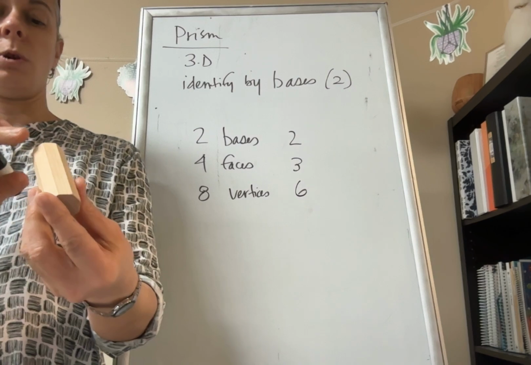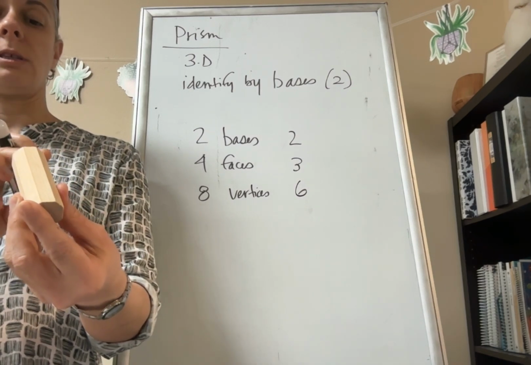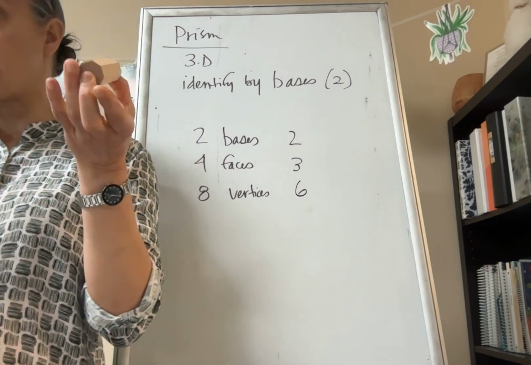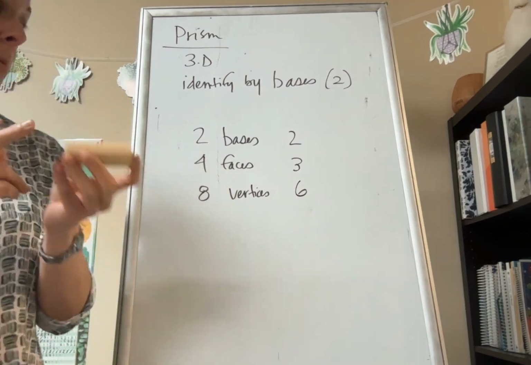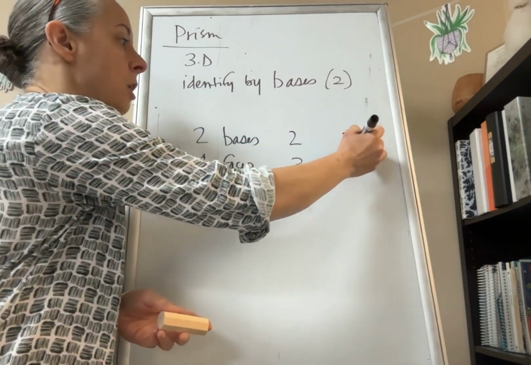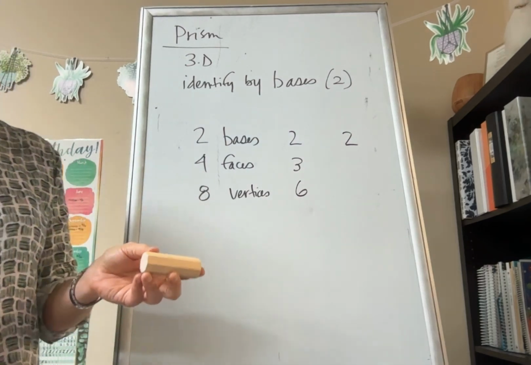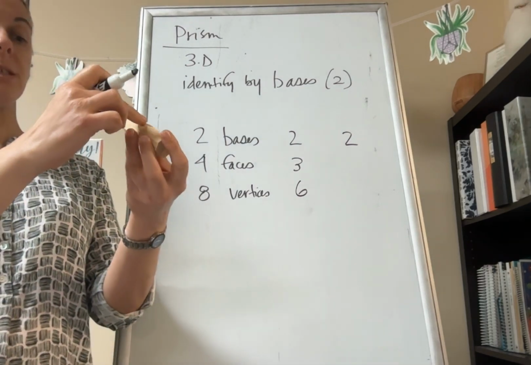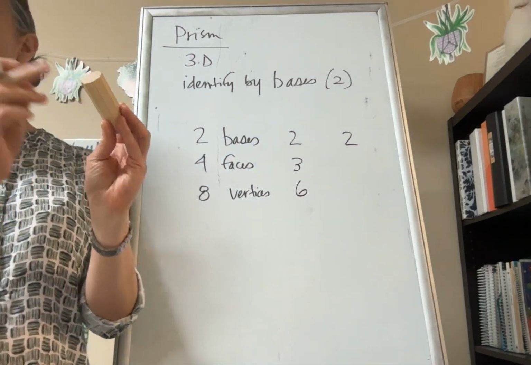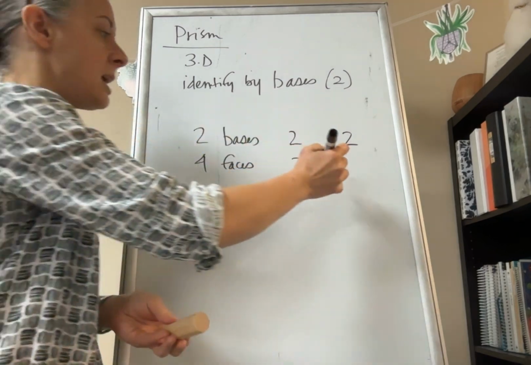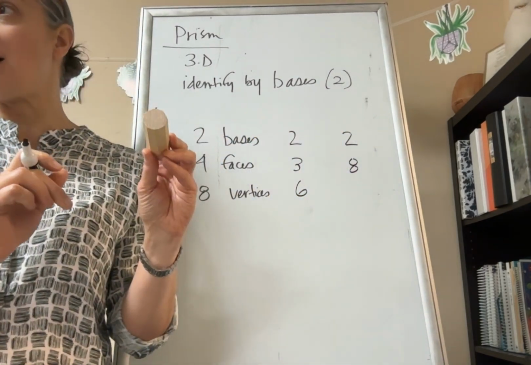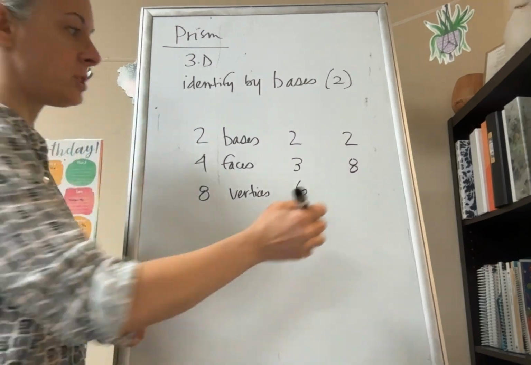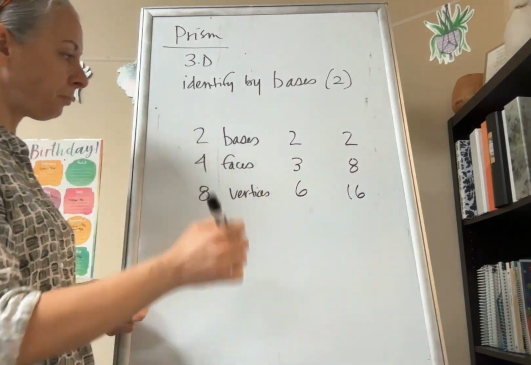What about this one? It is a 1, 2, 3, 4, 5, 6. This is an octagonal prism. The bases are octagons. How many bases do we have? Always 2 bases, no matter the prism. How many faces will we have? 8, because an octagon has 8 sides. And so then how many vertices will we have? 16. Good. So you're seeing the pattern there, right?